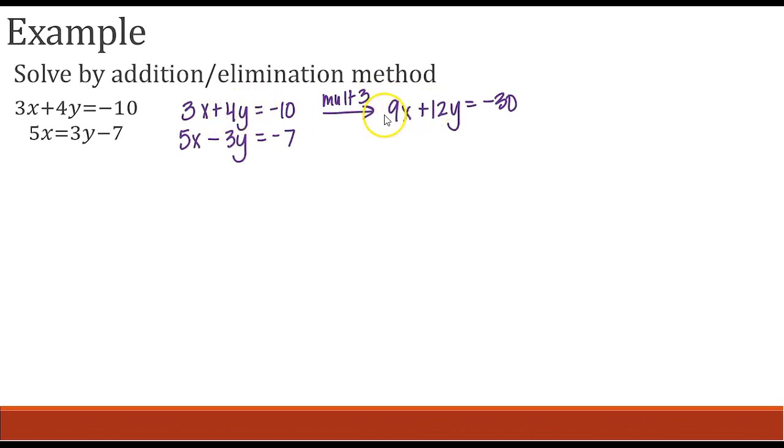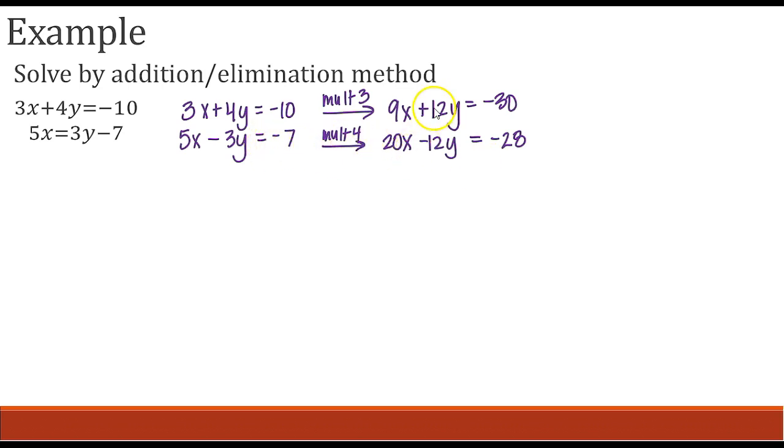So now the y variable has a 12y in front. Now I want the second equation to have a negative 12 in front. So I'm going to have to multiply the bottom equation by a positive 4. So the first term will be 20x. The second term, by design, will be a negative 12y. So that I do have opposites in front of the variable y, positive 12 and negative 12. And then I'm going to have negative 28. So we have 4 times negative 7.